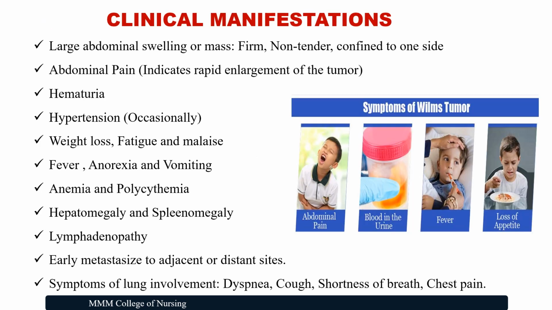Next, we can see the clinical manifestations of the condition. It is a large abdominal swelling or mass. The mass is firm, non-tender and confined to one side, and abdominal pain, hematuria, hypertension and also weight loss will be there, along with fatigue, malaise, fever, anorexia and vomiting, anemia, polycythemia, hepatomegaly and splenomegaly, lymphadenopathy, and early metastasis to adjacent or distant sites. Symptoms of lung involvement such as dyspnea, cough, shortness of breath and chest pain will occur.